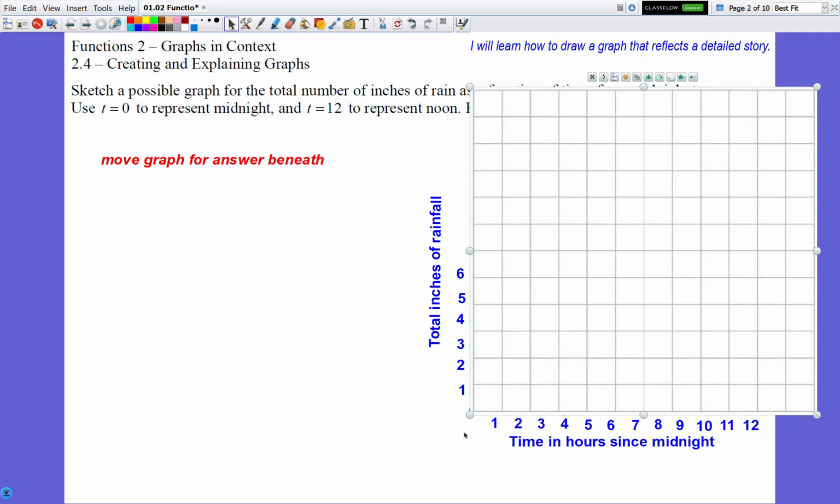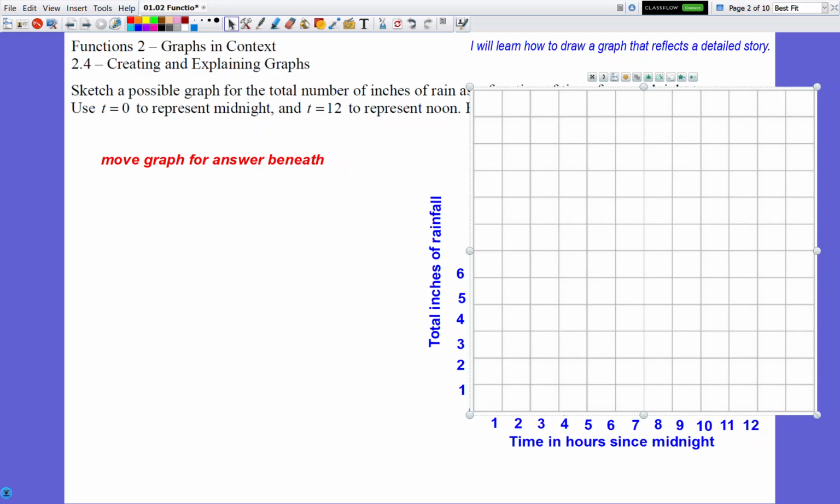And when you look at the time, it's 0, 1, 2, 3, 4, 5, 6, 7, 8, 9, 10, 11, 12, where 0 stands for midnight. And then from there, it's pretty easy to follow along. 1 is 1 a.m., 2 is 2 a.m., 3 is 3 a.m., and so on and so forth. Okay, so this problem is pretty easy as far as the time part of the x-axis.